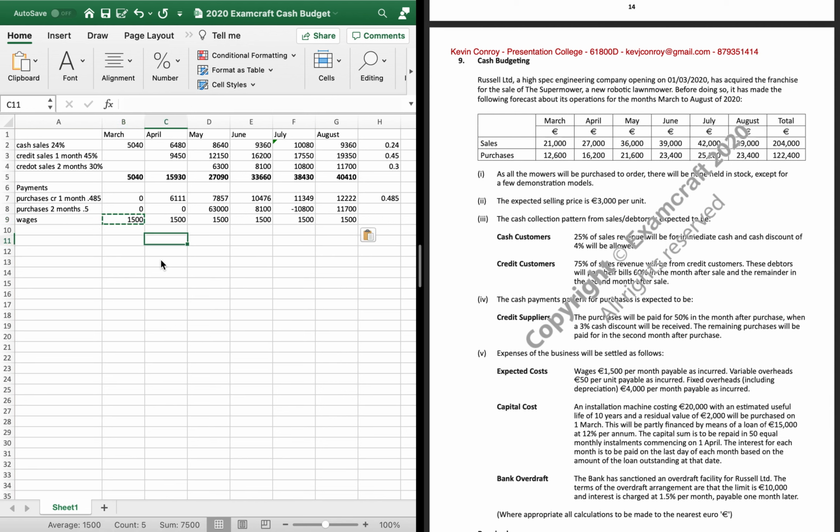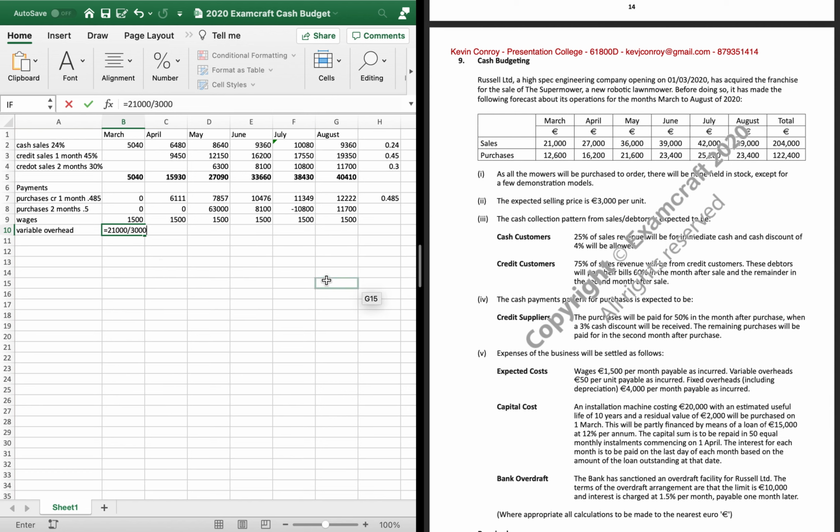Just slot them in. Then we've got variable overhead. 50 per unit payable is incurred. Now, each unit costs 3000. So we're going to take the 21,000 and divide that by 3,000. So 21,000 units divided by 3,000 will give you 7 units, and we're paying a variable overhead of 50.